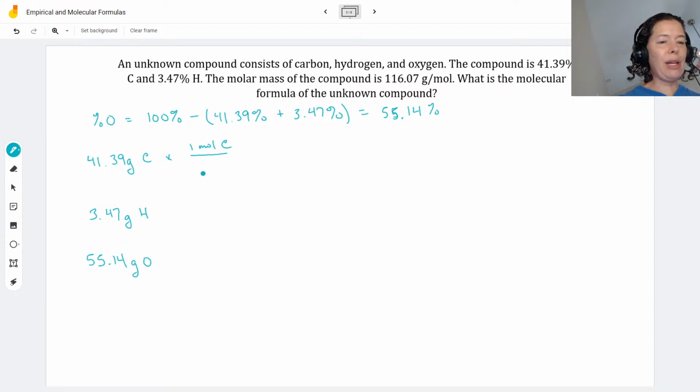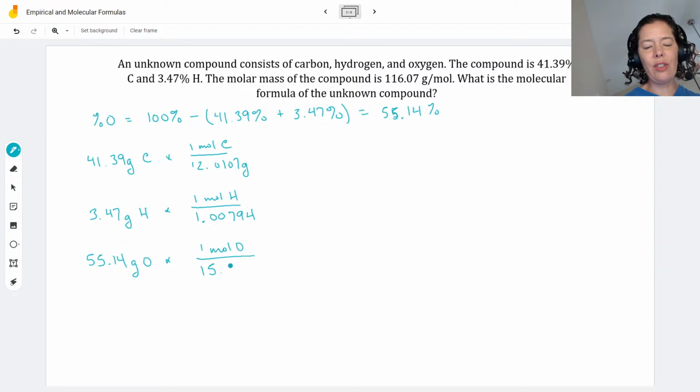So we're still just doing, just like last time, the molar mass. So we're going to do the molar mass of carbon, 12.0107, the molar mass of hydrogen, 1.00794. Okay, and then, of course, convert finally this oxygen using the molar mass of oxygen, 15.9994 grams of oxygen. Oops, so I left off my units there. Okay.